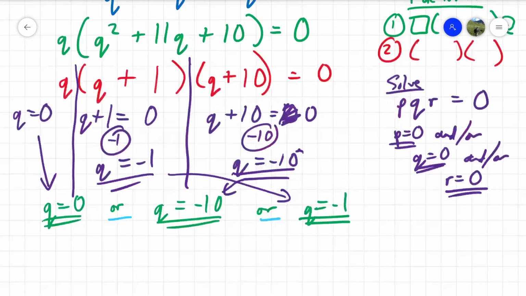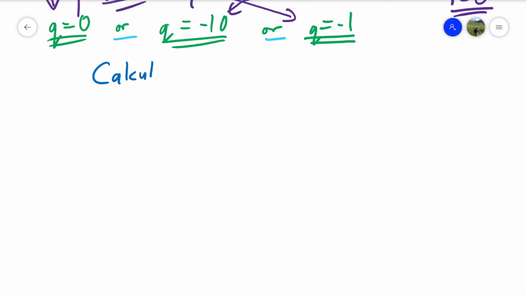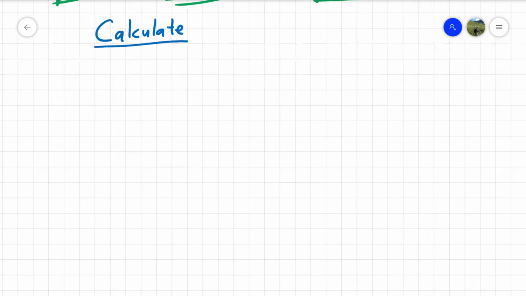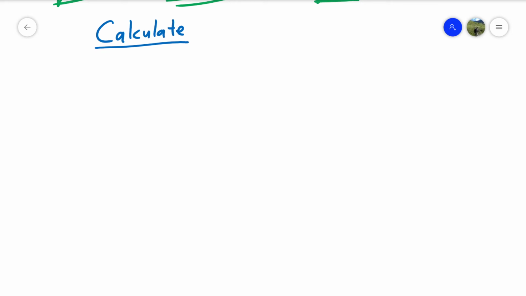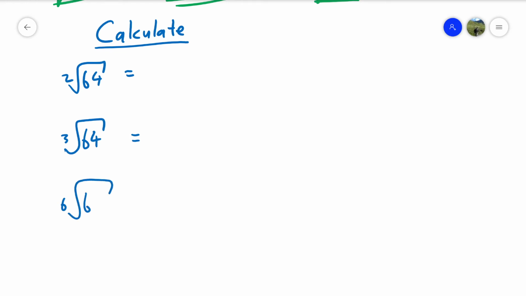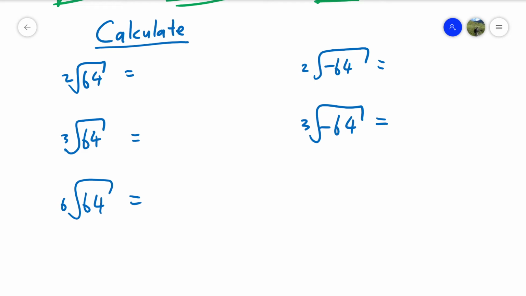Let's have a go at the next question. This is a calculate question. There's a whole bunch of calculate things. So I'll let you know when I've written them all down. I've written them all down. Have a go in your own time. I'm writing down the answers.